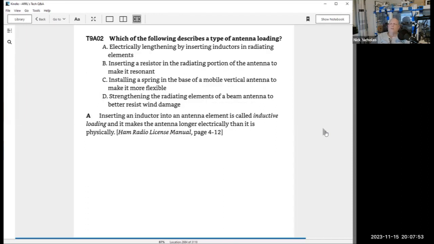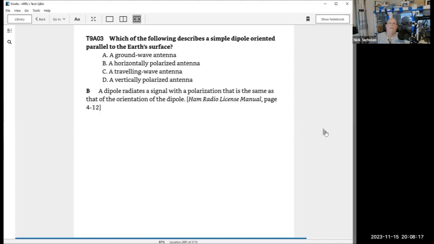Which of the following is described as a type of antenna loading? And A, electrically lengthening by inserting an inductor in the radiating element is what antenna loading is defined as. It's a coil that gives you more inductance to electrically increase the length of the antenna.